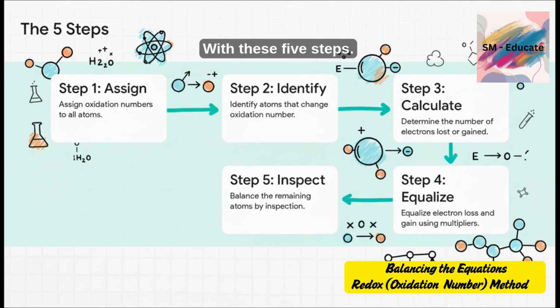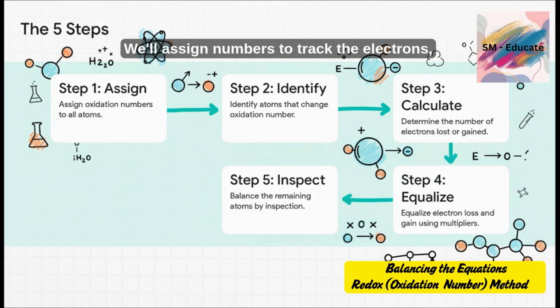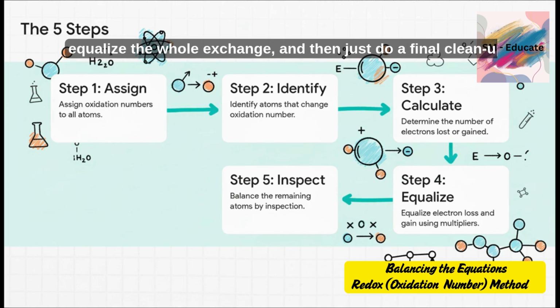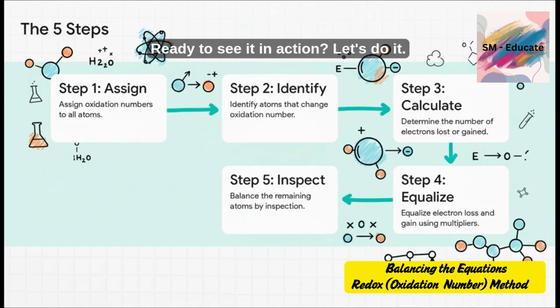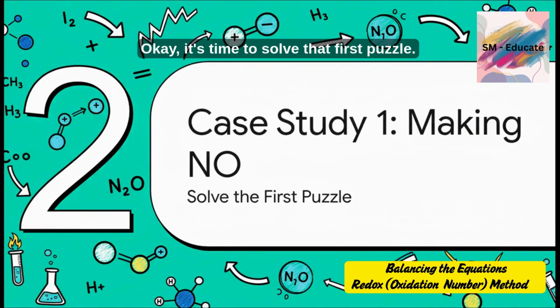And here's how we're going to do it. With these 5 steps. This is a pretty standard process. We'll assign numbers to track the electrons, figure out who's gaining and who's losing, calculate how many electrons are moving, equalize the whole exchange, and then just do a final cleanup. Ready to see it in action? Let's do it. Okay, it's time to solve that first puzzle.